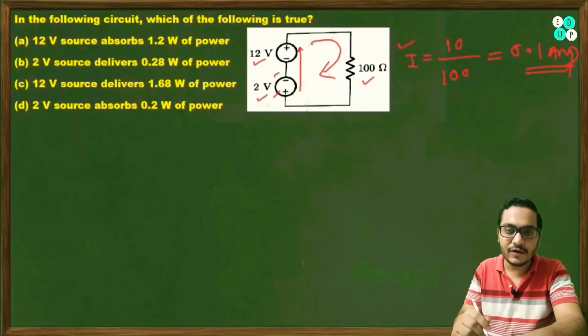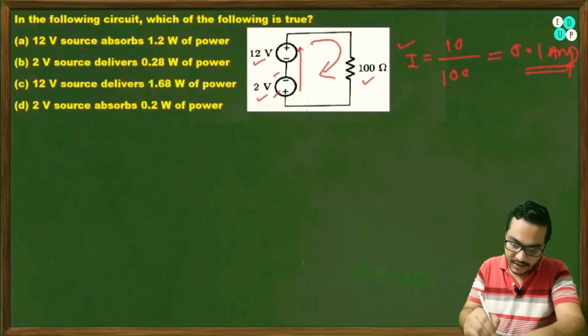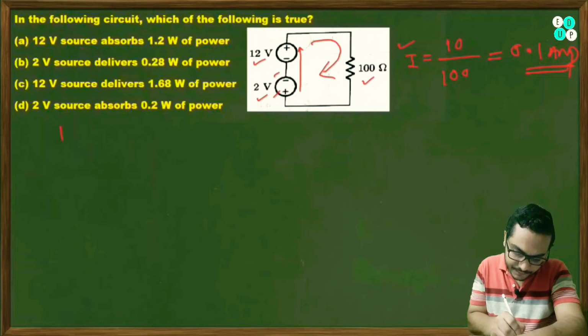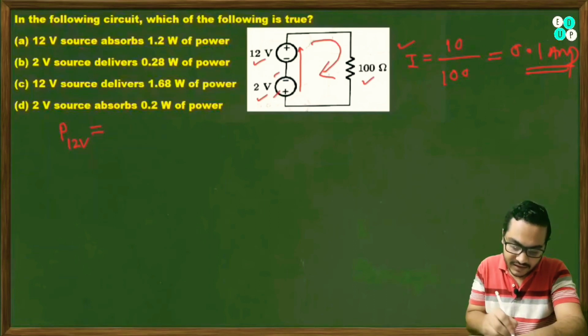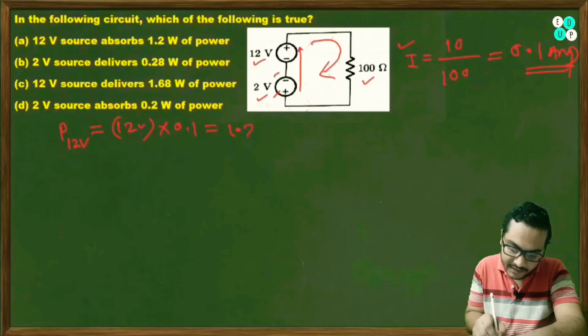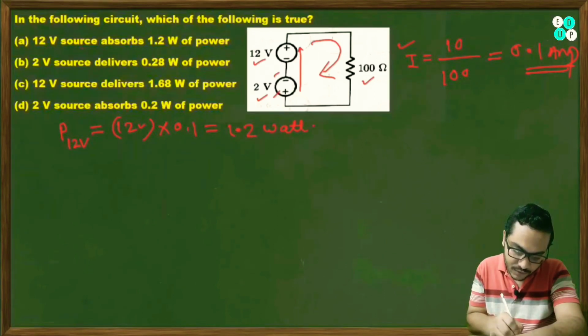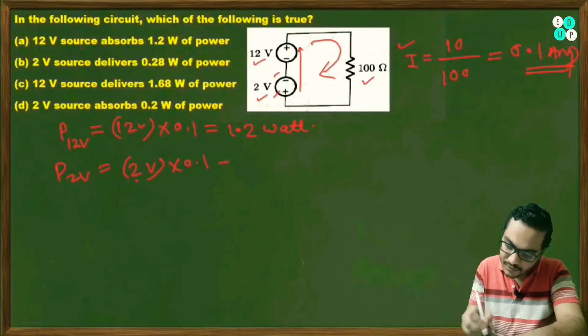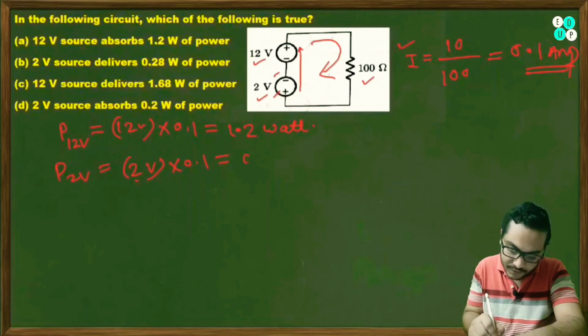Okay, now let's calculate the value of power for the various elements like the 12 volt source, 2 volt source and 100 ohm resistance. Here the power for this 12 volt source equals its current times its voltage. Its voltage is 12 volt, and current in the circuit is 0.1 ampere, so that is 1.2 watt. Similarly for the 2 volt source, this is 2 volt into 0.1 ampere, so this is 0.2 watt.